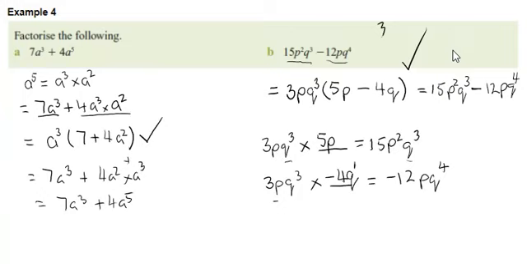Alright, let's finish off the set. See how you go.